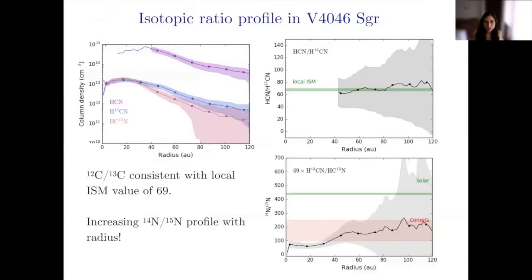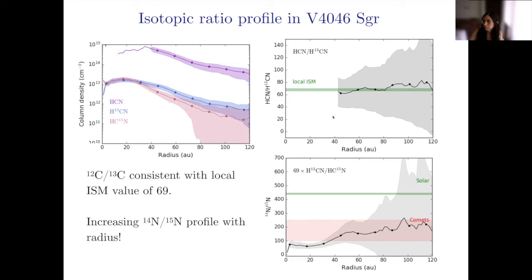So we measured the isotopic ratio profiles for this disk. These are the column densities that we find for the three isotopologues on the left. And then on the right, the first thing that we did was look at the 12C over 13C ratio. And we found a rather flat profile as a function of radius, which means that the carbon is not very enriched in 13C, a value that is consistent with the ISM value.